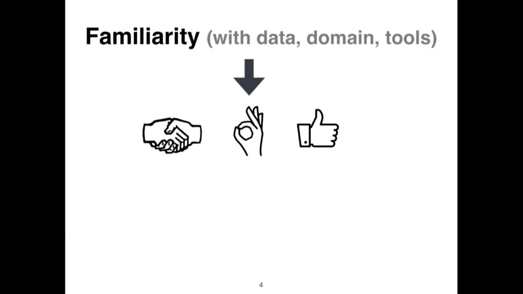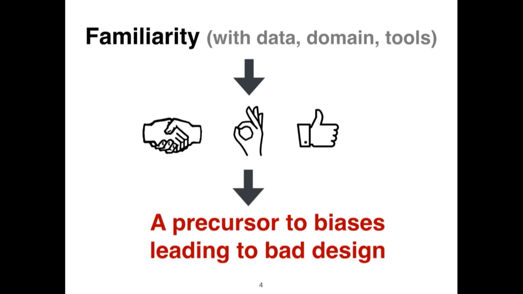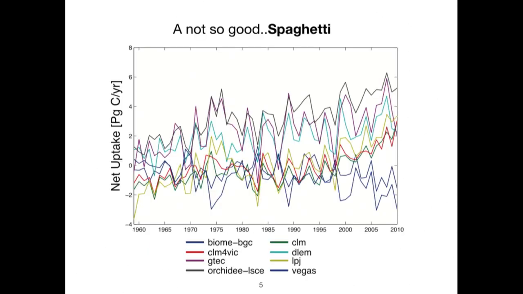But I'll say that familiarity also has some hidden consequences. It's a precursor to certain kinds of biases that get manifested in bad design. And I'll give you some examples of bad design. The examples that I will show you are all taken from publications, primarily in climate science and biology. So let's start with some spaghetti.